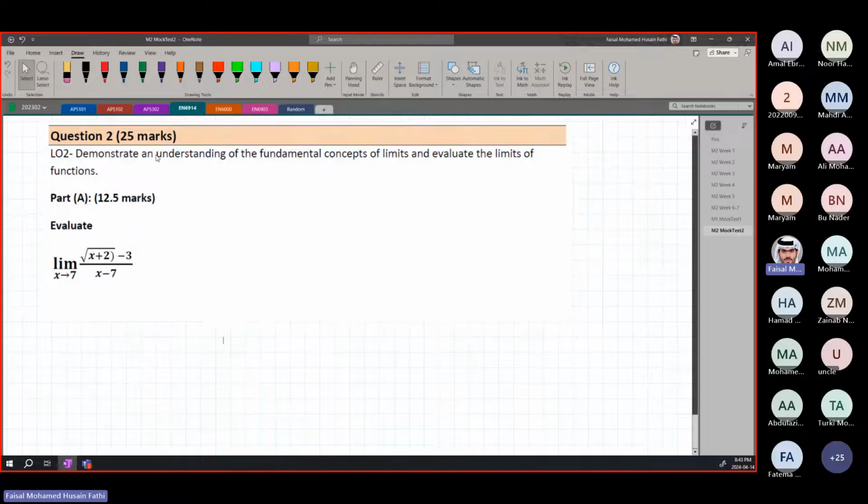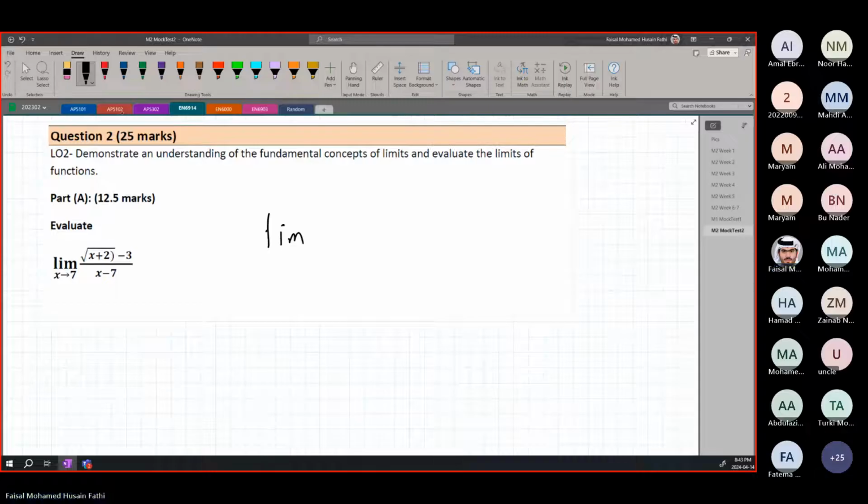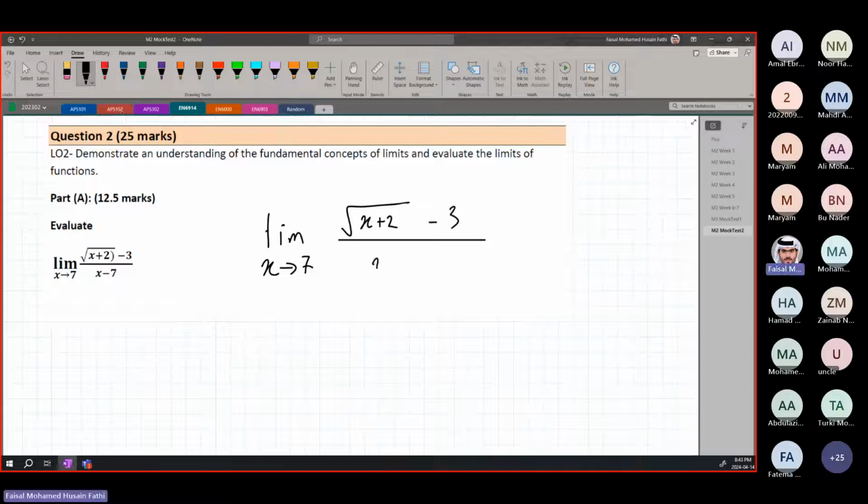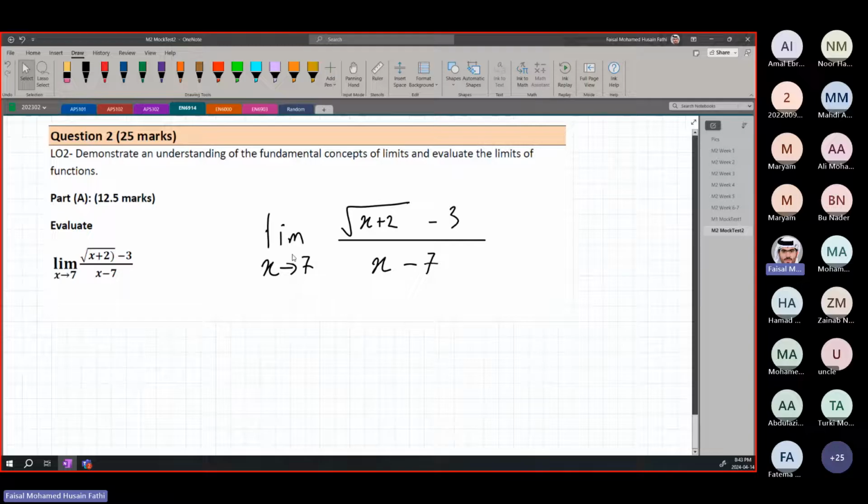So, question 2 says, evaluate the limit. Our favorite thing, limits. So we have this limit of x as it approaches 7 of the square root of x plus 2 minus 3 over x minus 7. Obviously the limit is basically just substituting the 7 into the x, but if we do this, we're going to get 0 in the denominator and it's not solvable. So what do we do instead?